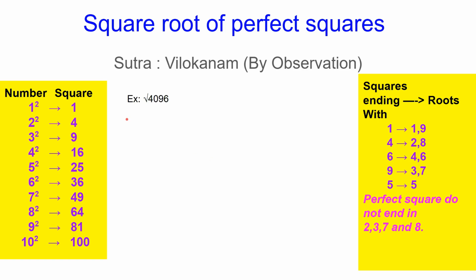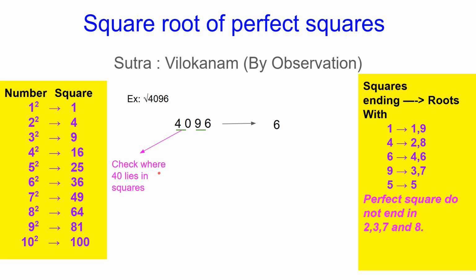Let's see with one example. Take the square root of 4096. So the first step here is we have to make a grouping in this number from right to left. 96 is one group, 40 is another group. Now we have to check with the first group 40. Which square number is near to 40? 36 and 49. But we have to take the smaller number. So 36 is smaller than 40. So the root of 36 is 6. So the first digit of the square root is 6.